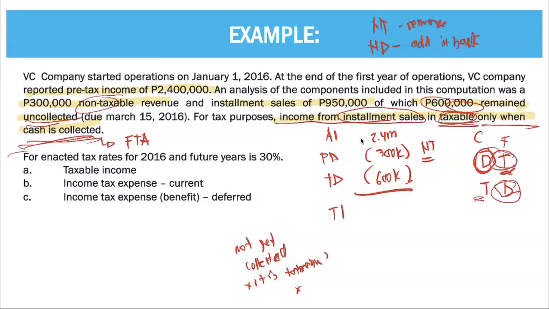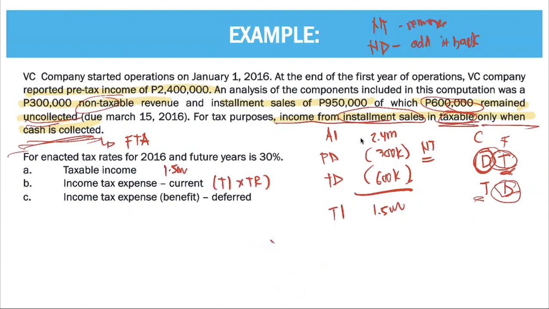So how much is our taxable income? Our taxable income is 2.4 million less 300,000 less 600,000. We have 1.5 million. So our taxable income is 1.5 million. Next, what is the income tax expense current? When we talk about your income tax expense current, we just take your taxable income multiplied by your tax rate. Our taxable income is 1.5 million multiplied by our tax rate, which is 30%. 1.5 million times 30% is equal to 450,000 pesos. So the income tax current is 450,000 pesos. Taxable income times tax rate is the current income tax.